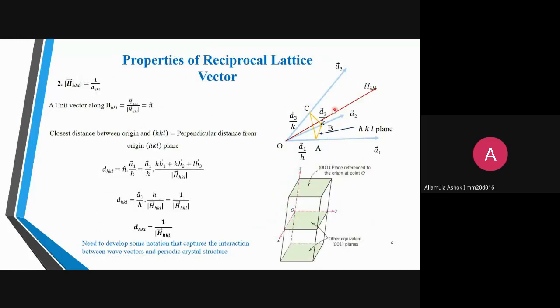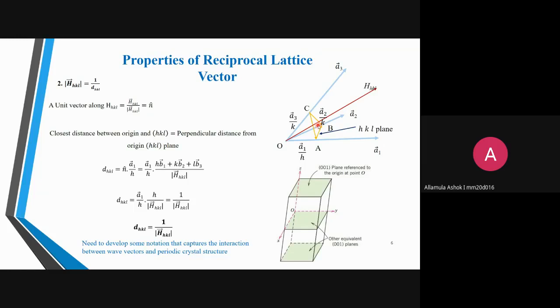Yeah, again, the same diagram I'm showing here. Here I am defining a unit vector along the generalized reciprocal lattice vector capital H. The unit vector is the vector H bar divided by mod of H bar. And we know that this capital H is perpendicular to the HKL plane. Now I'm going to find out the magnitude of this capital H. The magnitude is the shortest distance between the origin and the HKL plane.